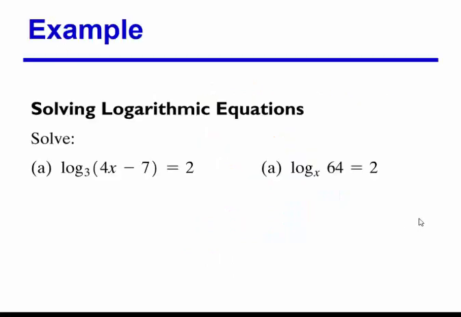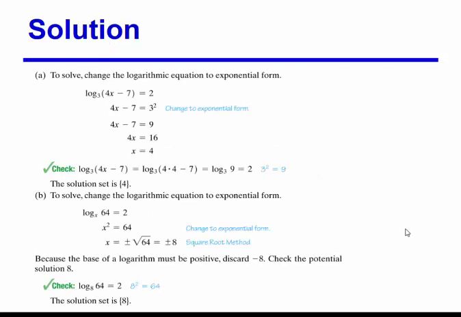So we're going to go ahead and solve log equations. So we have a and b. For a, what we're going to do is change the log function to an exponential function. The nice thing about this is that I can use 3 as the base for both sides. On the right side I get 3 to the second power. If I put 3 as the base, my log base 3 goes away. They cancel each other out, so I'm left with 4x minus 7 is equal to 3 to the second power. That's how we got rid of the log base 3. Then we just solve a simple linear equation, and we get x is equal to 4. We always check it, and it does work.